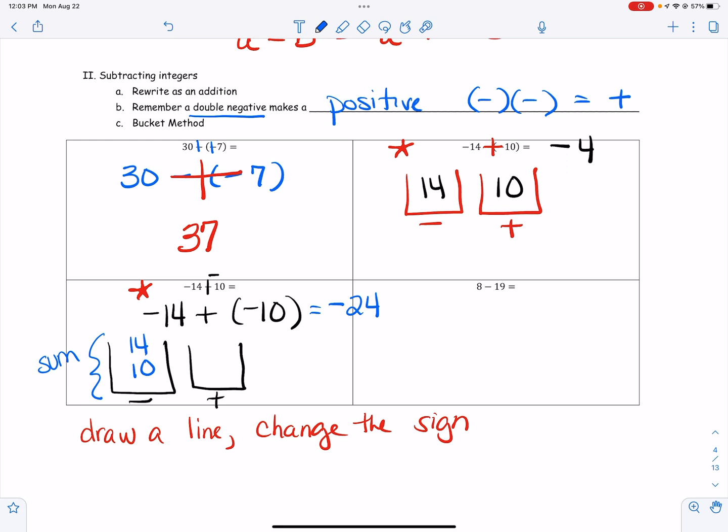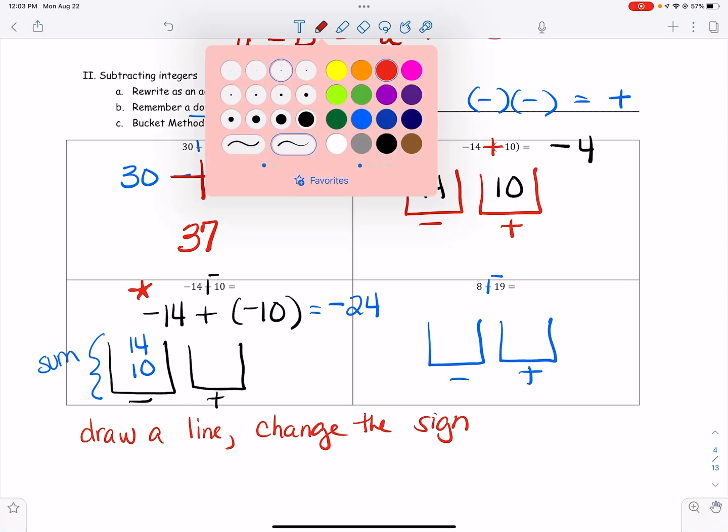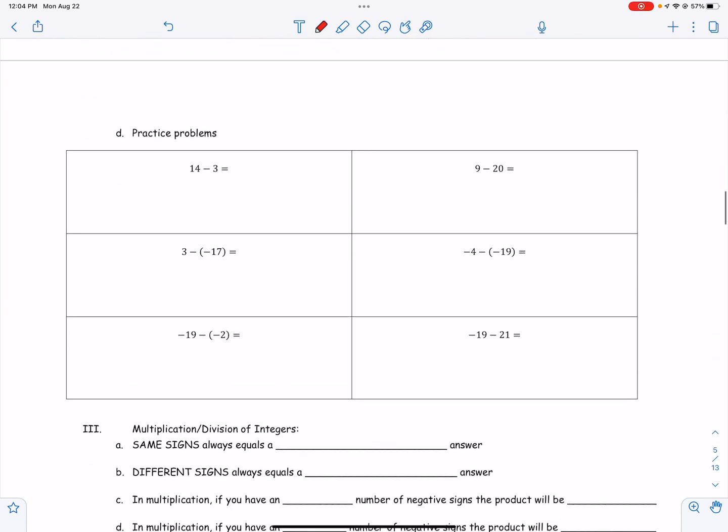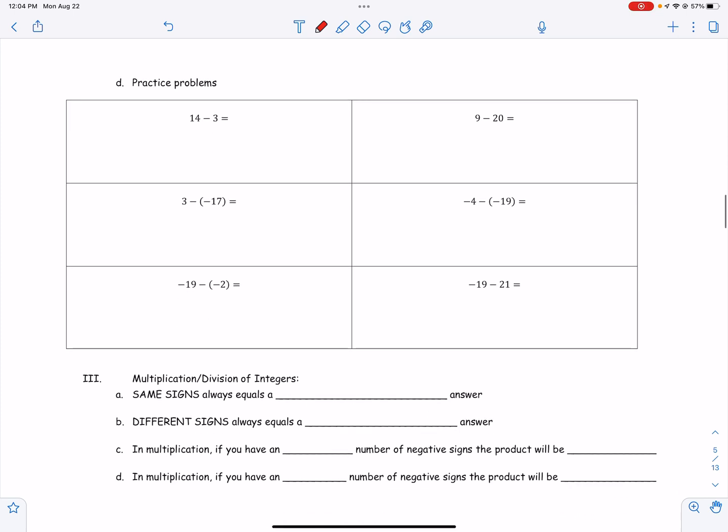So watch for that. This one would become draw a line and change the sign. So now I have negative 19, so that goes in my negative bucket, and 8 goes in my positive bucket, so my answer will be negative 11, okay? All right, so here's some practice problems. I'm just going to go through real quickly.